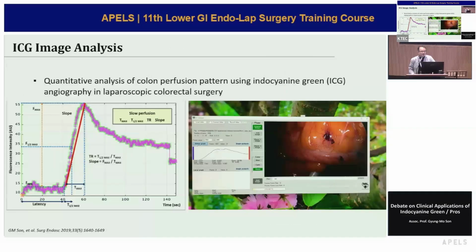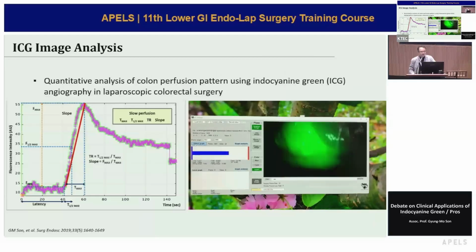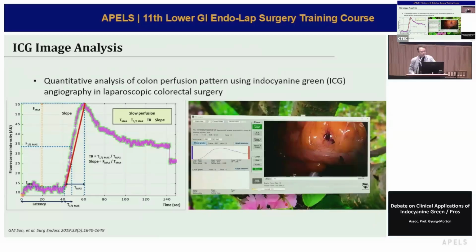So I drew this graph using another program, and I analyzed the time of perfusion and intensity level, and we tried to develop an analyzing program. Nowadays, we need just 5 seconds for analyzing the perfusion status using this. It is analyzed very automatically. It's very easy.